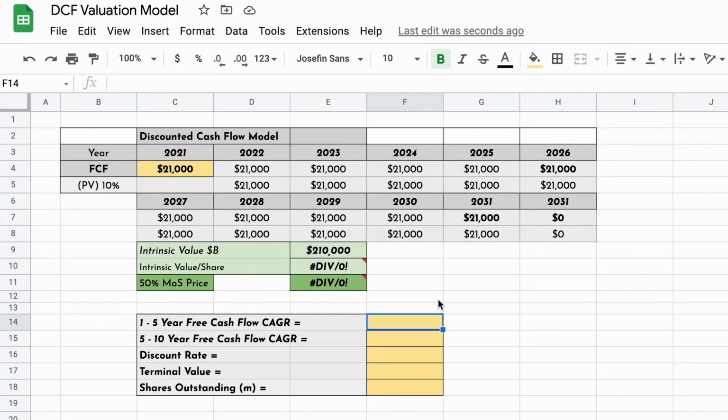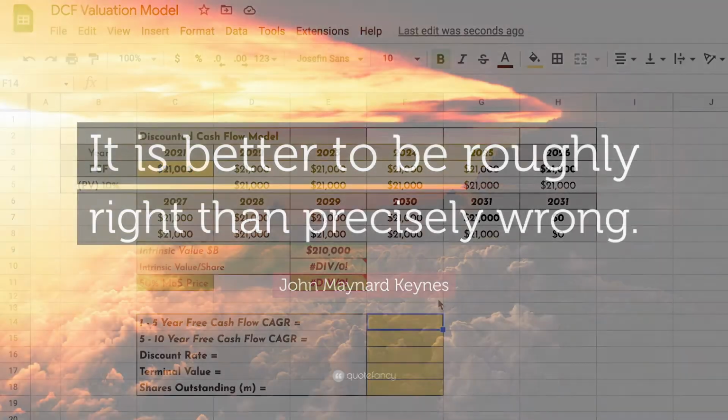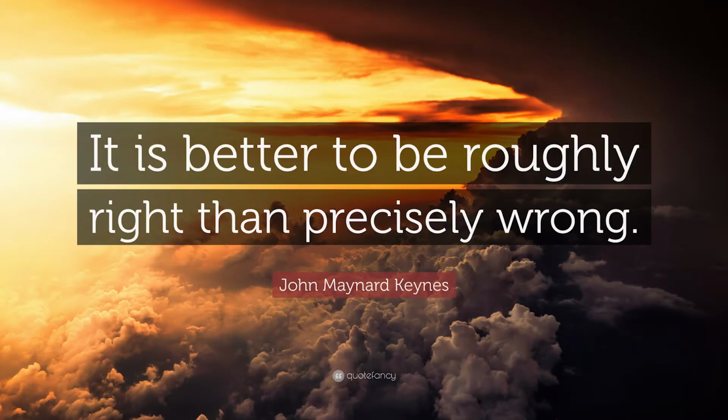Growing cash flows into the future yourself is tricky because you're trying to predict the future, which is immensely difficult. And this is where understanding the business you're trying to value is critical. It's important to understand that valuations are just guesses by nature. So we're trying to guess and be roughly right rather than precisely wrong.